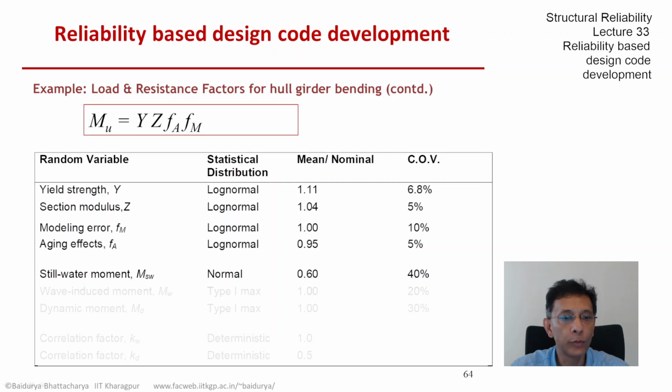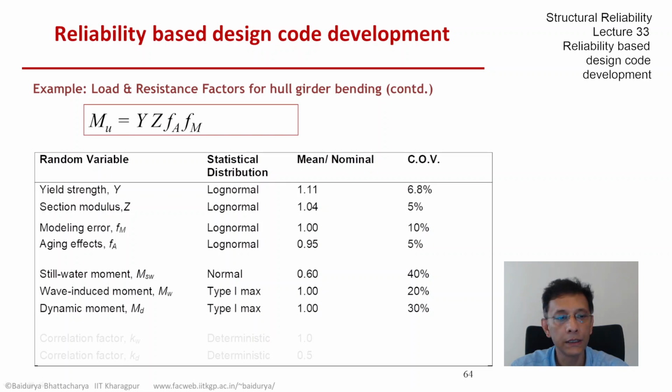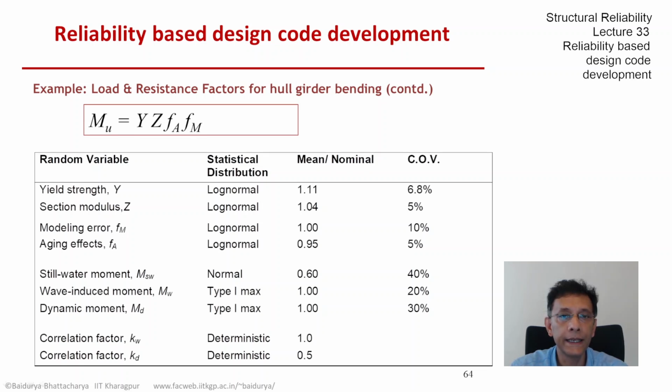The wave-induced bending moment and the dynamic bending moment, they do not have any bias in the sense the mean is equal to the nominal. Each is Gumbel distributed or type 1 distributed, and they have COVs of 20%, 30% respectively, so lesser than what we find for the still water moment. Now, the two other factors, the load coincidence factors and load correlation factors, they are both deterministic, and they have the value of 1 and 0.5 respectively. So in some sense, they discount the effect of all these high loads acting together on the structure simultaneously.